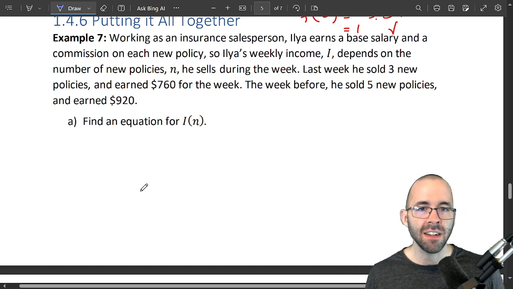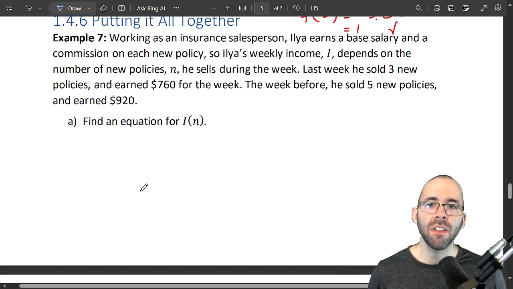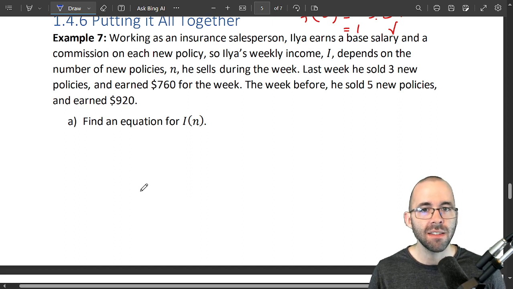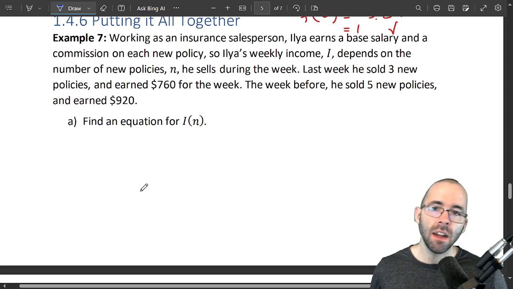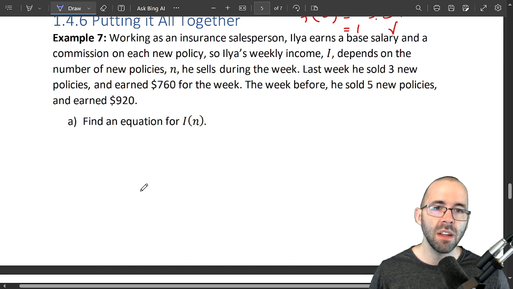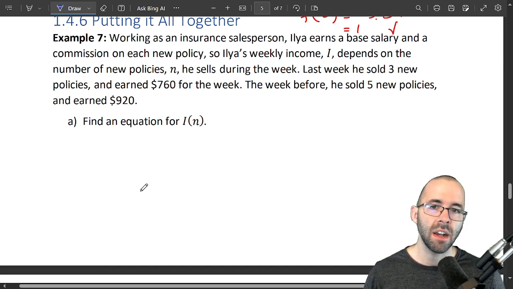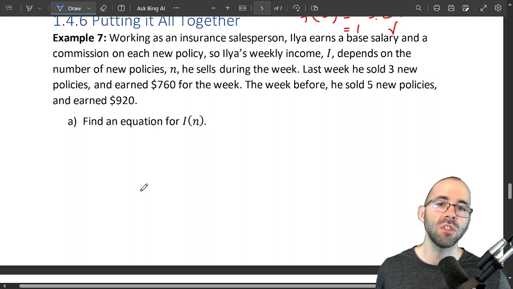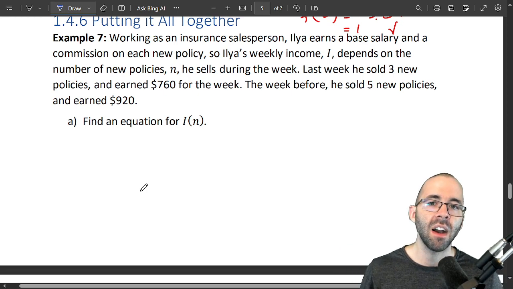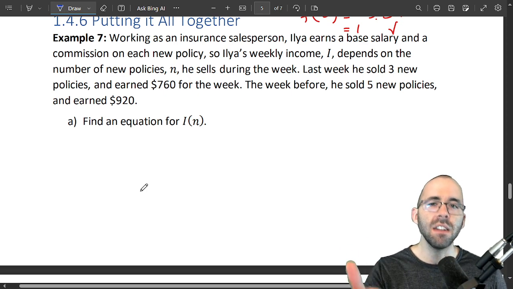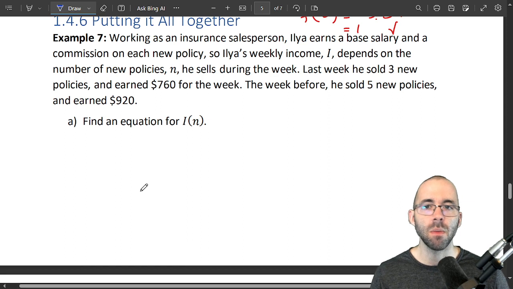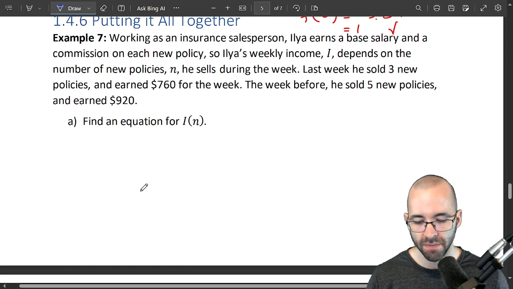So Ilya's weekly income, let's call that I, depends on the number of new policies N that he sells during the week. Last week, he sold 3 new policies and earned $760 for that week. And the week before, he did 5 policies and earned $920. There's a lot of directions that you can go to solve this problem of finding an equation for that function I of N. What is the income as a function of the number of new policies that he sells?